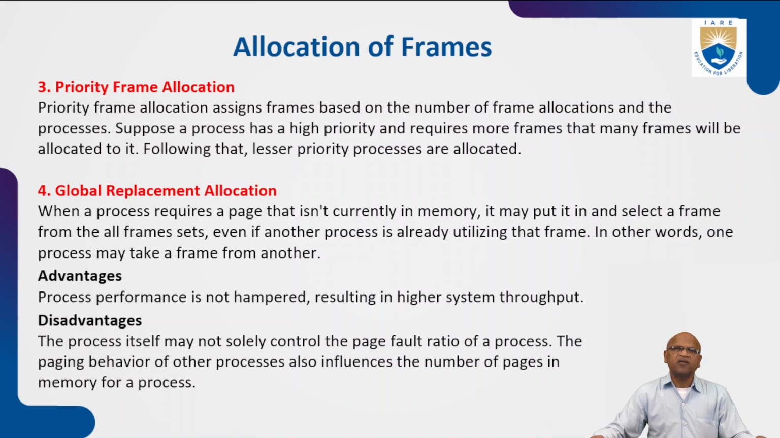Global replacement allocation: when a process requires a page that's not currently in memory, it may bring it in and select a frame from all the frame sets. Even if another process is already utilizing this frame, in other words, one process may take a frame from another, that is preemptive. The advantage: process performance is not hampered, resulting in higher system throughput. The disadvantage is that the process itself may not solely control its page fault ratio. The paging behavior of the other processes also influences the number of pages in memory per process.